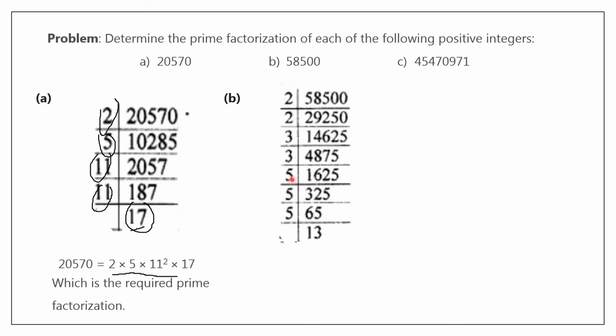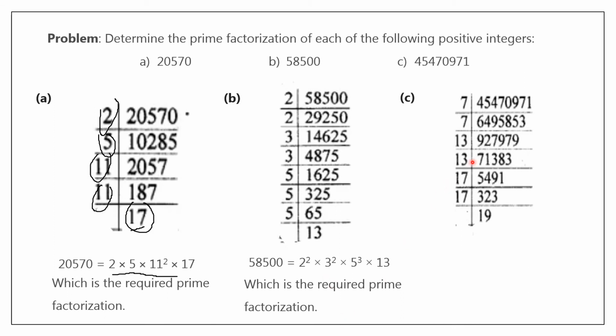Let's go with 5. 5 times 325 is 1625. 5 times 65 is 325. Then 5 times 13 is 65. Okay, 13 is a prime number. You can stop the process here. Therefore, the given number 58,500 we can write as, 2 2s are there, that's 2 square. 2 3s are there, 3 square. 3 5s are there, 5 cube. Into 13, only 1, 13 power 1. All are prime numbers, which is the required prime factorization.